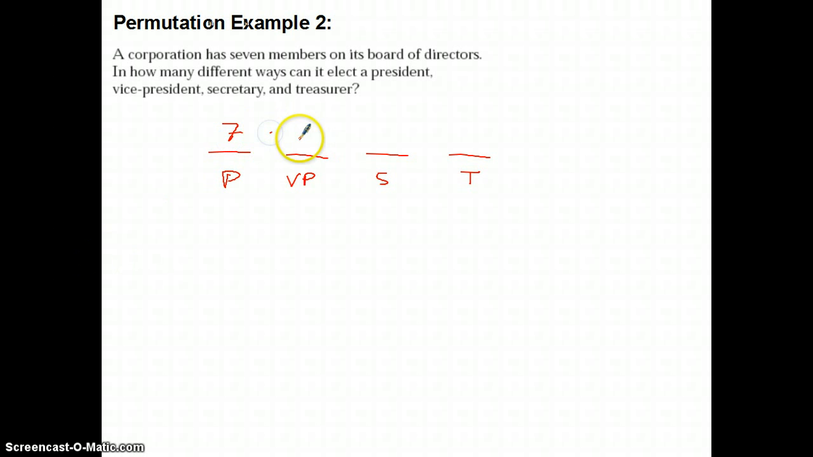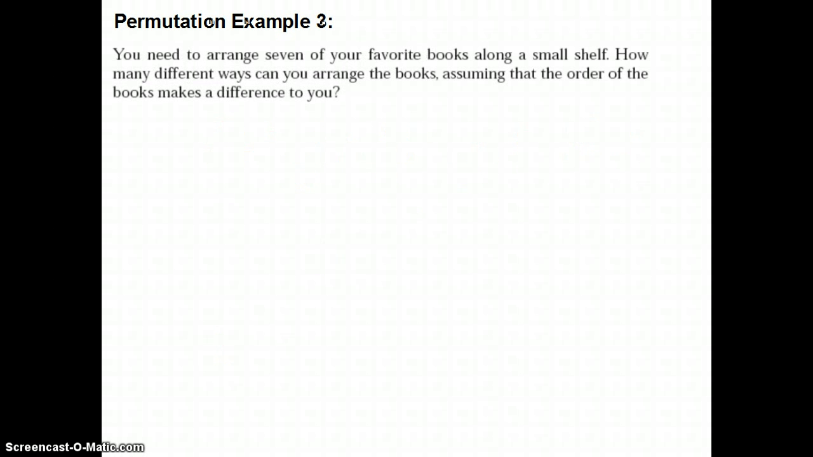Once the president's been picked, we have 1 less person. Once the VP's been picked, we have 1 less person. Once the secretary's been picked, we have 1 less person. And we have to multiply each one of those numbers together to figure out how many different ways we can elect the board of directors, which is 840.